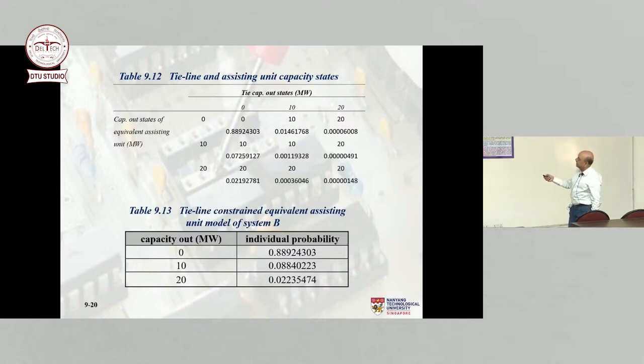So the capacity outage states from equivalent assisting unit, and this is the tie capacity states. So if you go across, these are the states from system B. If you go in terms of the row, these are the states from the tie line. And I need to put the two together, right? So for example, if the capacity out from system B is 0 and the capacity out from tie line is also 0, then I get this probability. How do I get that probability?